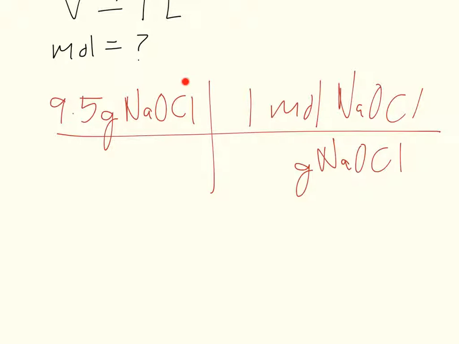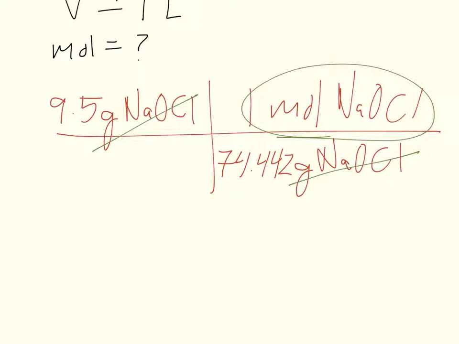Well, I need to figure out the molar mass of NaOCl. So I take the mass of sodium, which is 22.99. I add the mass of oxygen, which is 15.999. I add the mass of chlorine, which is 35.453. And would somebody please add all those together for me? 74.442. Okay? So now, my grams of NaOCl will cancel out because I've got grams on top and grams on bottom. I'm left with moles of NaOCl, which is what I want.